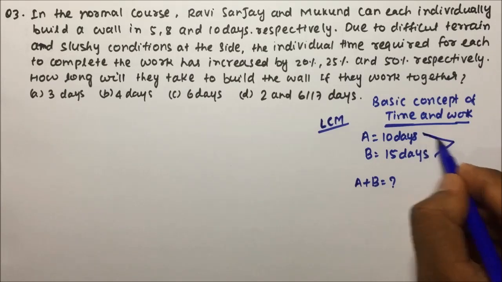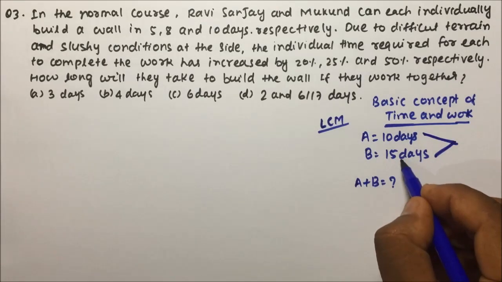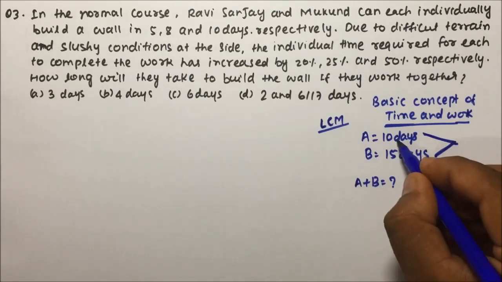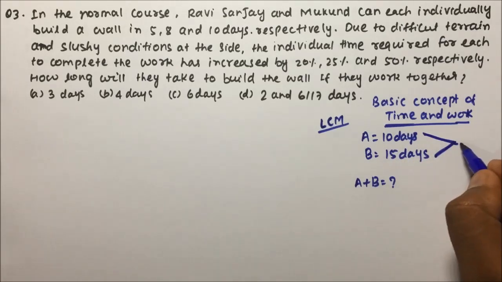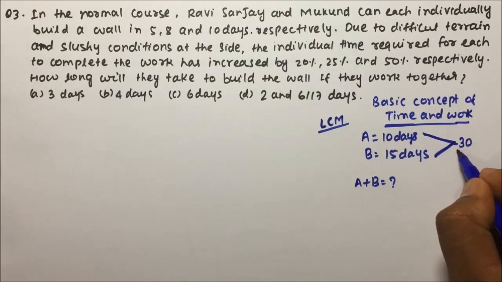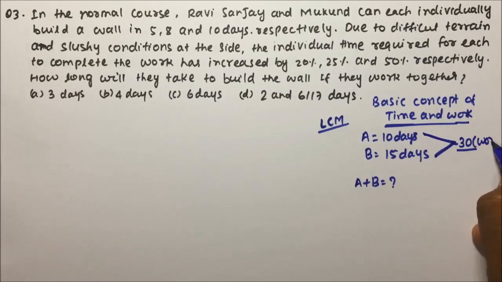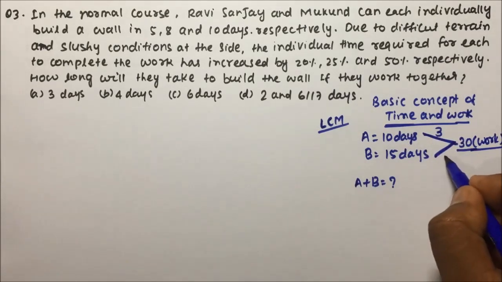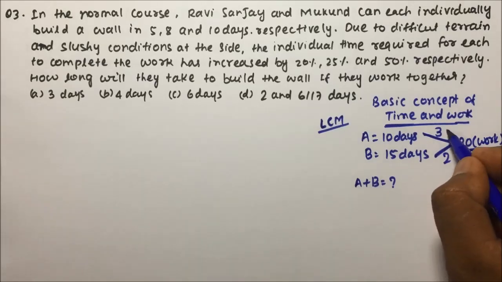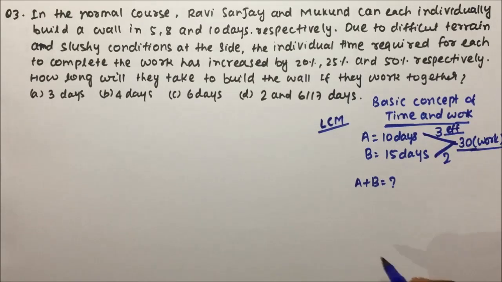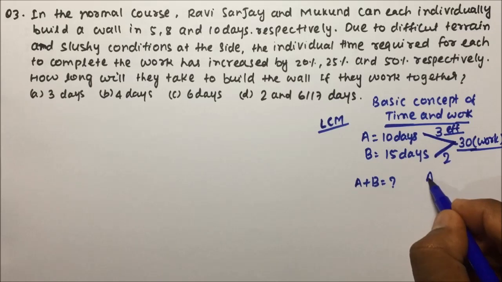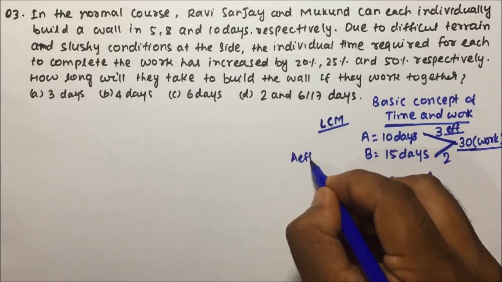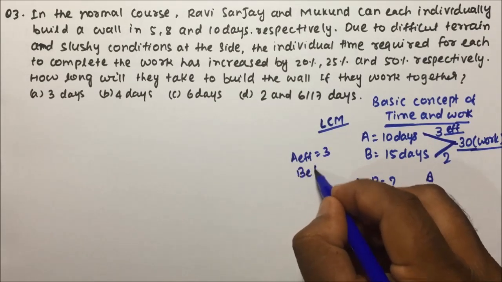So take the LCM of these two numbers, or you take a number which is divisible by both. The LCM of both of these numbers, or the least number divisible by both, will be 30. And once you take the LCM, that becomes our work. Now 30 divided by 10 goes 3 times. 30 divided by 15 goes 2 times. So this becomes your efficiency. So A's efficiency is 3 and B's efficiency is 2.